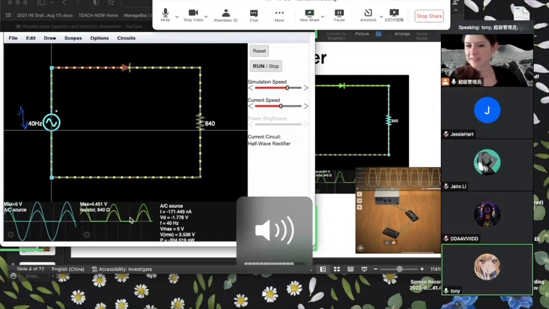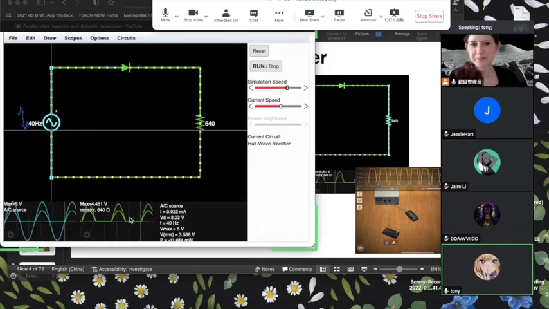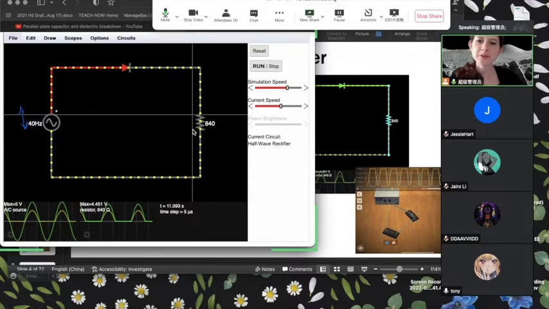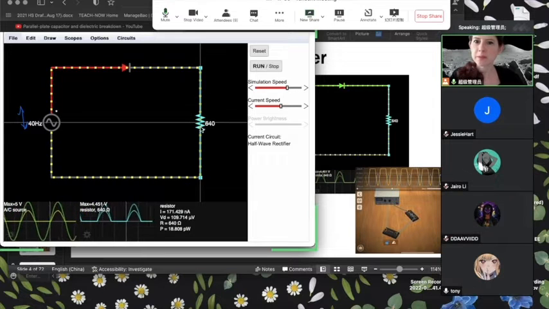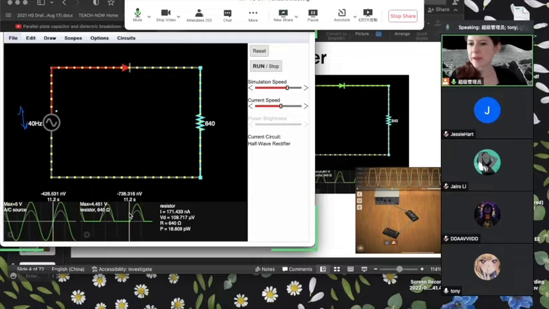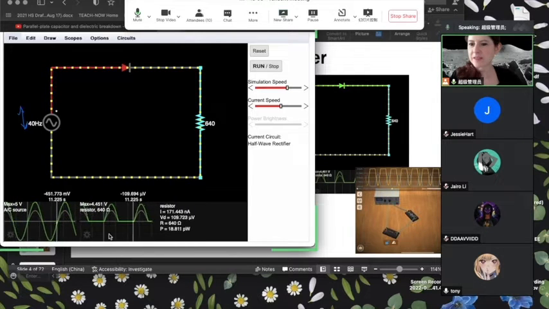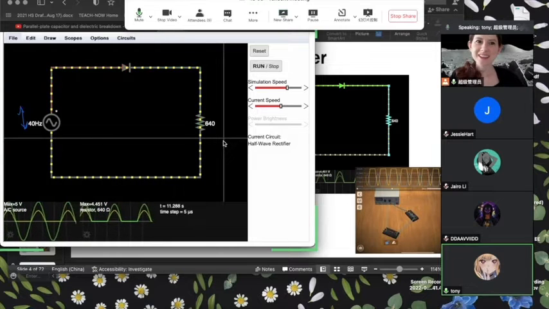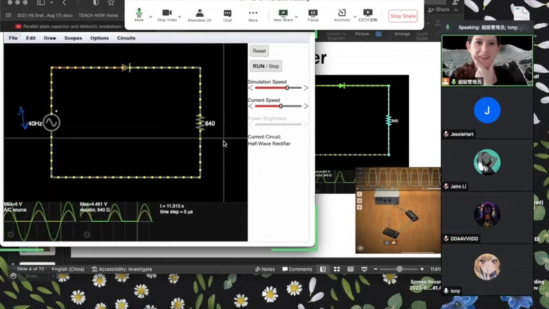So this graph shows the output. So here's our load. This is a resistor, the American symbol for resistor, and it's showing the voltage across this resistor. So let's compare these two graphs. Why is there no negative in the second graph? Yeah, that's the difference. Why is there no negative?